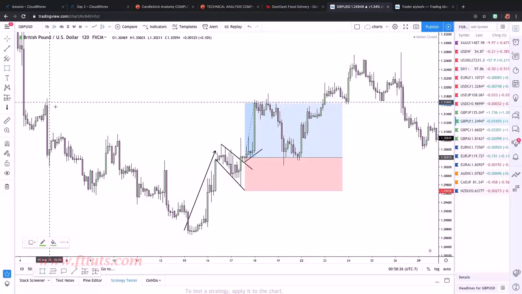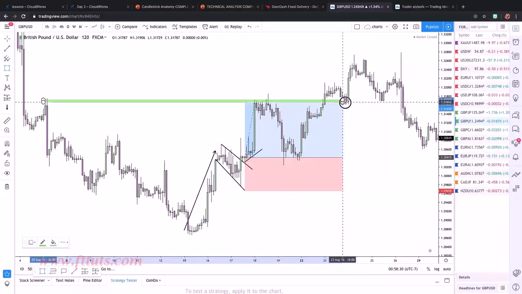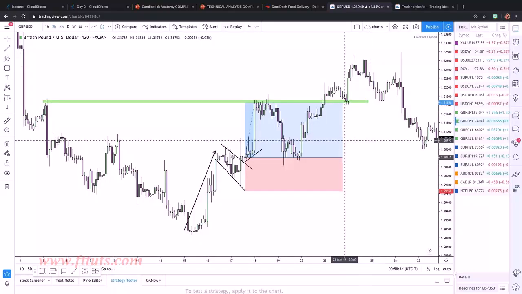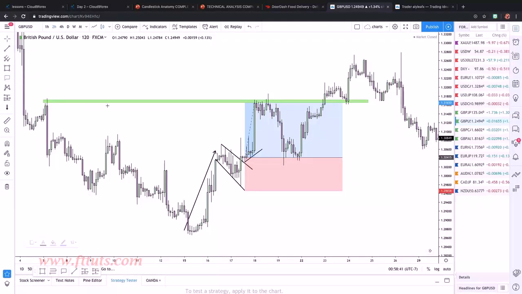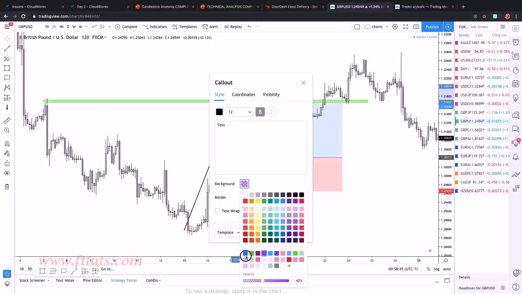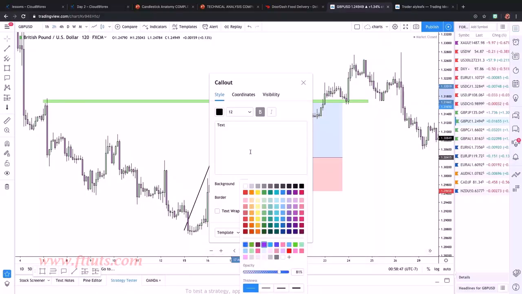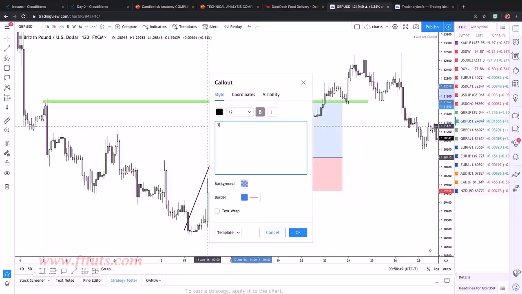Then we draw that where it rejected, so right there, and then we just draw the line. See guys, once you do this over and over again, you'll totally understand it. And you just want to keep it simple. So that would be our first take profit.